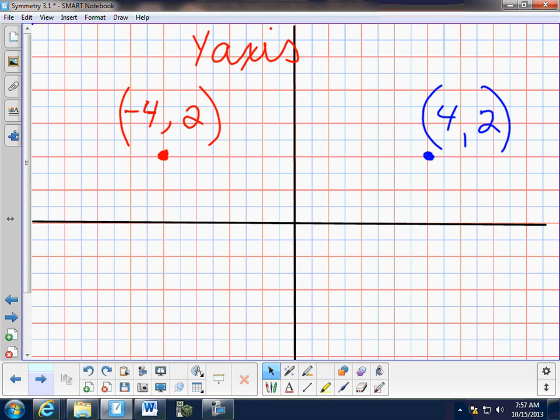Now, it may seem weird. I'm reflecting it over the y-axis, but the y value doesn't change, just the x value. On one side you've got positive x, on the other side you've got negative x. The only thing that changes in this situation is that x value. It goes from positive to negative.